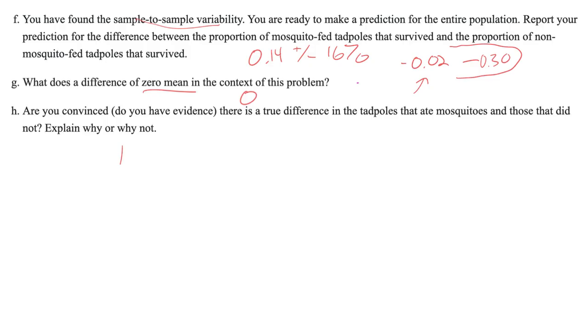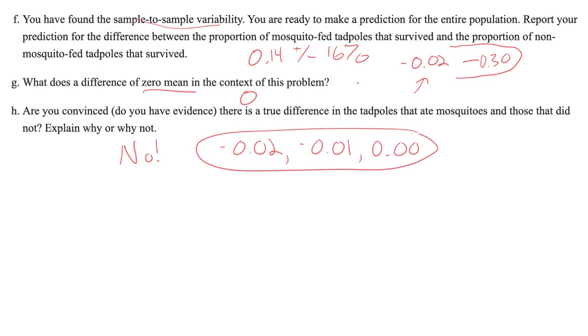So this here, are you convinced that there's a true difference? No, we're not, because it is possible in all of these outcomes here that there is no difference or that there's actually a positive impact if you spray for the mosquitoes in those parts there. So that is what our sample to sample variability is telling us there.